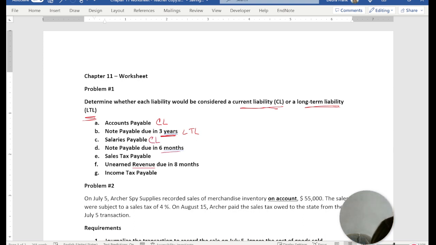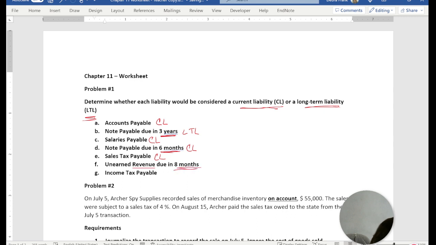And then this one was nice. They told us note payable due in 6 months, so less than the year. So it'll be current liability as well. Sales tax payable, that's going to be owed on sales that we've made within the current operating cycle. So we'll make it current liability.